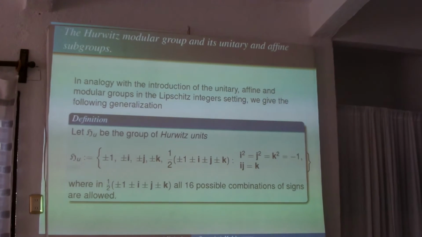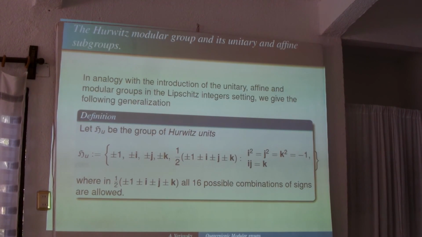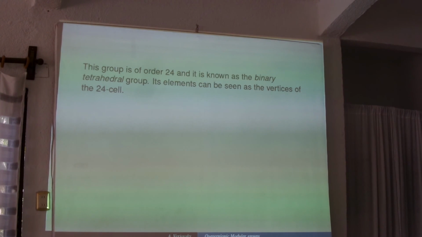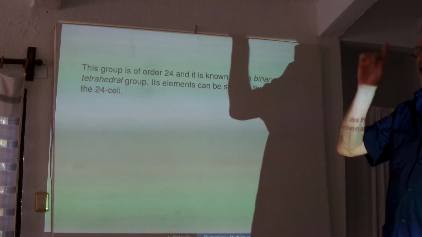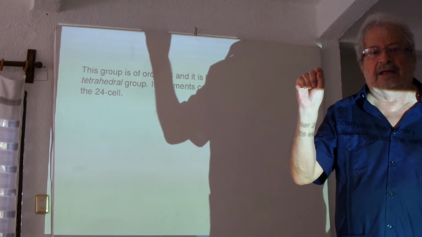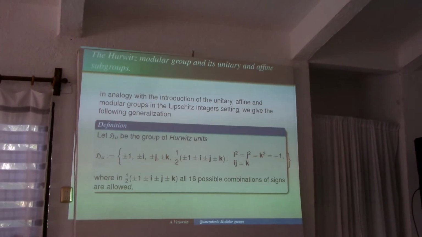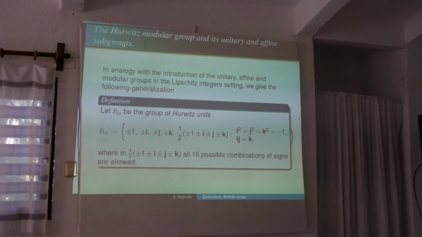So you see, it's a group of order 24. In the field of quaternions, you have the Hurwitz units, and if you take these 24 elements here, they form one of the most beautiful objects in mathematics.